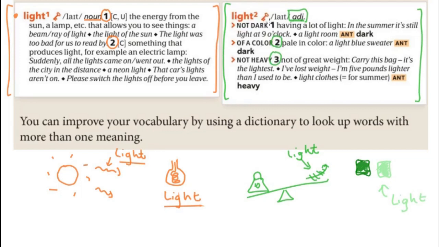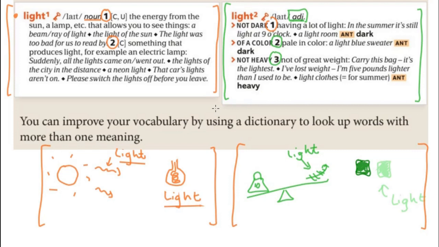And the third meaning of light that they've given us is that in the summer, it's still light at 9 o'clock. In London, for example, at 9 o'clock, the sun hasn't gone down. It's light outside. It's like daytime. So they're saying that the nouns, you'll find them in one place in the dictionary, and the adjectives, you'll find them in one place in the dictionary, in one entry. And if there were verbs, then you'd find them all together in another place in the dictionary.